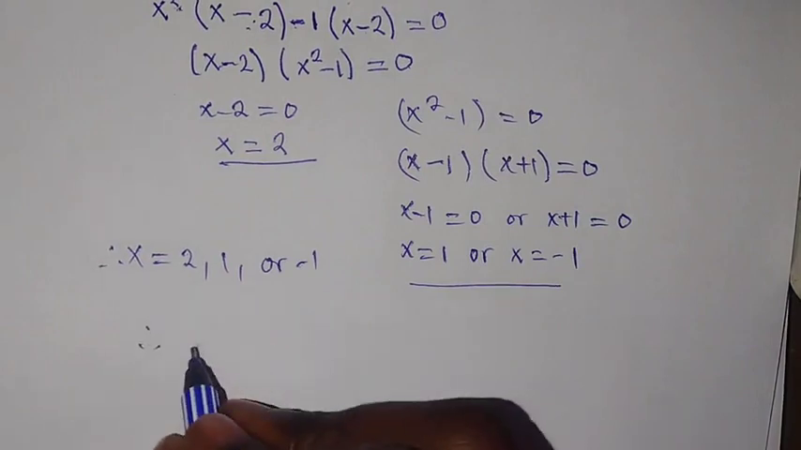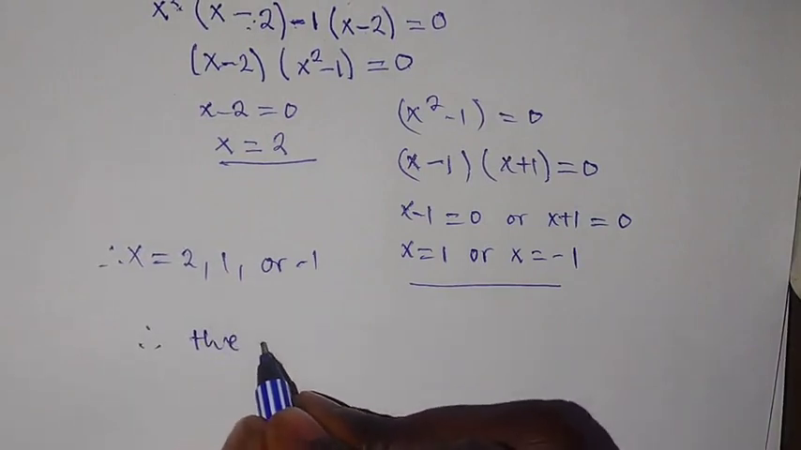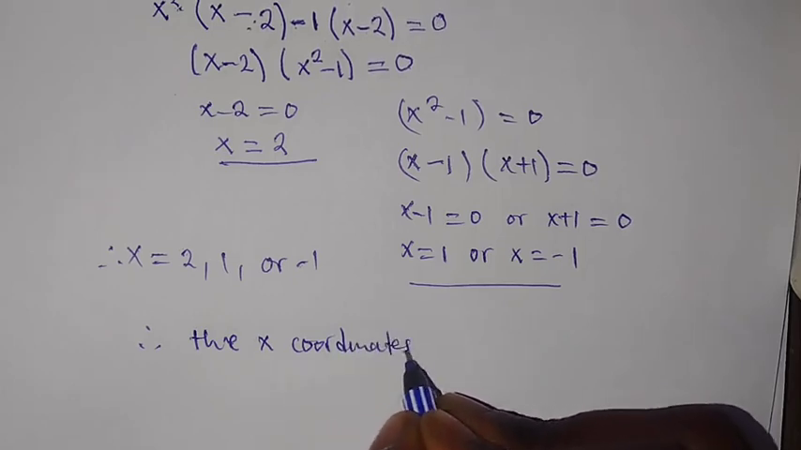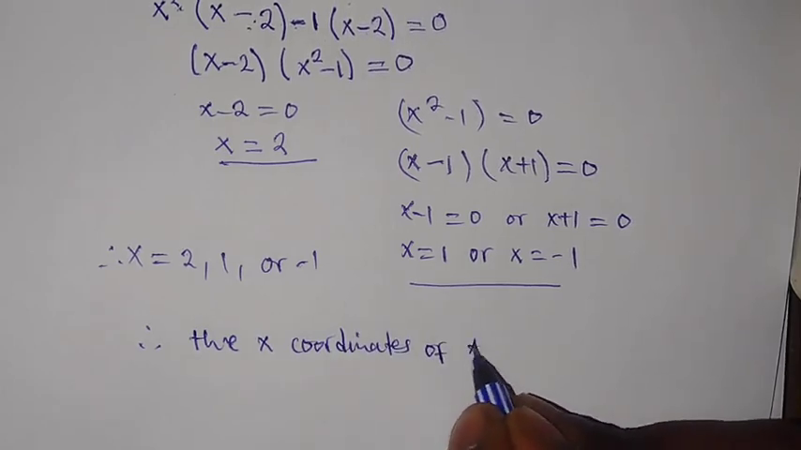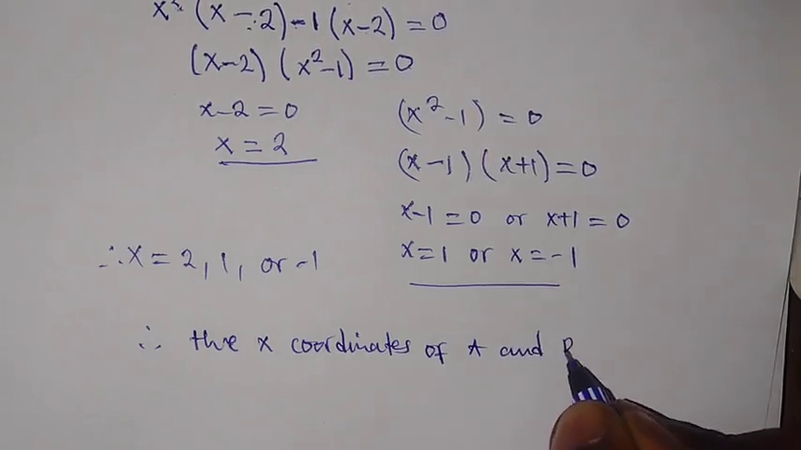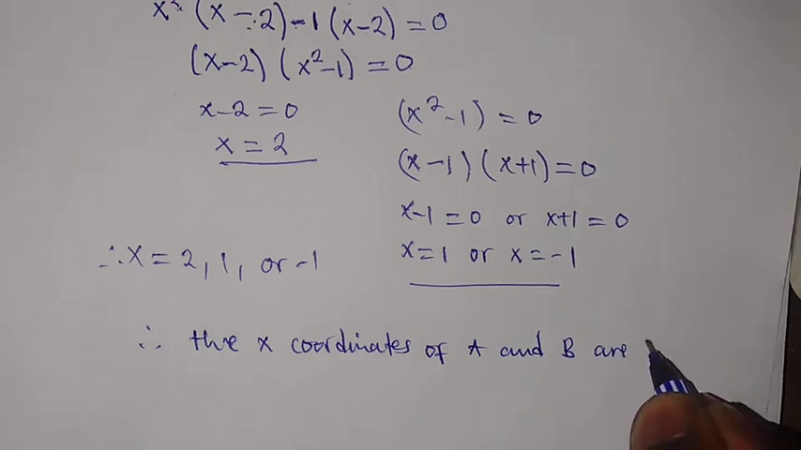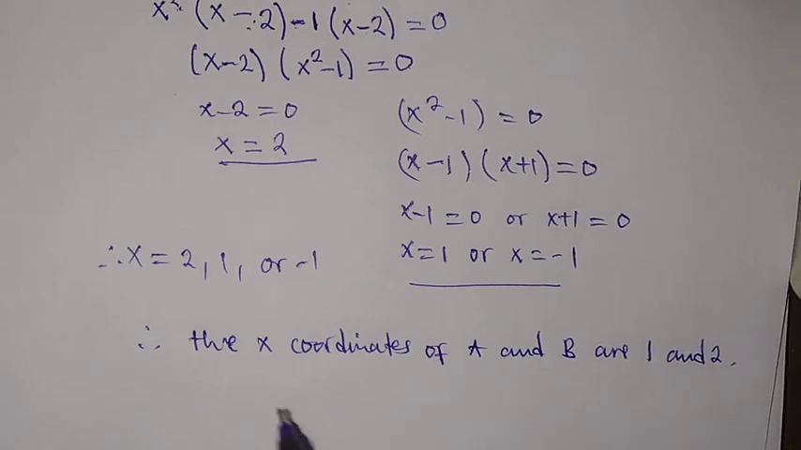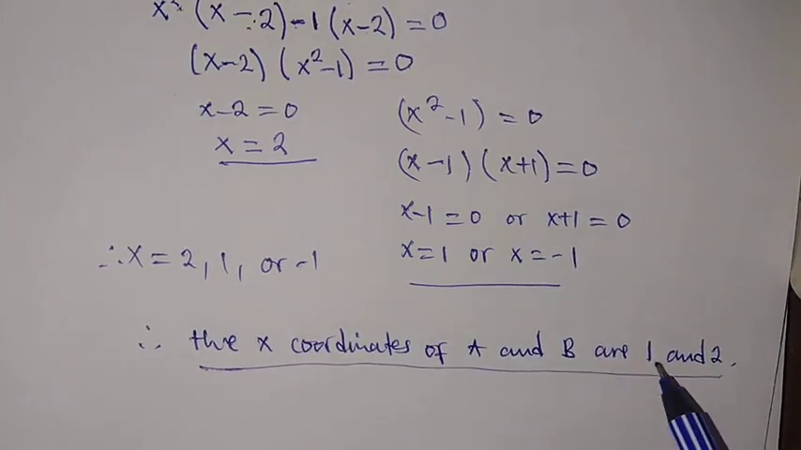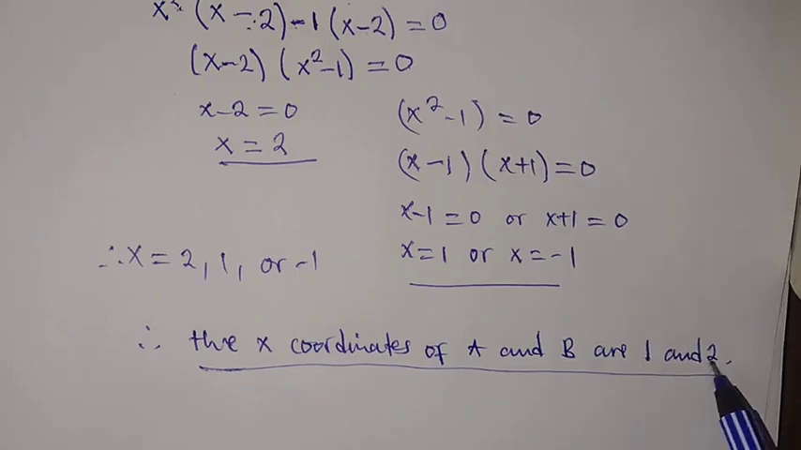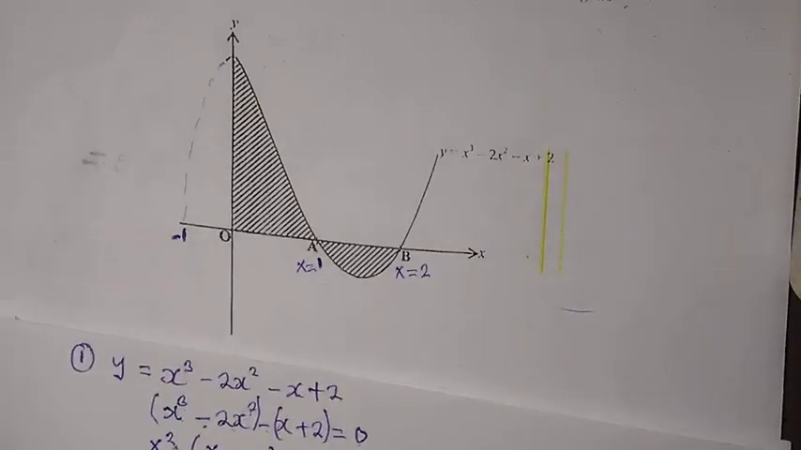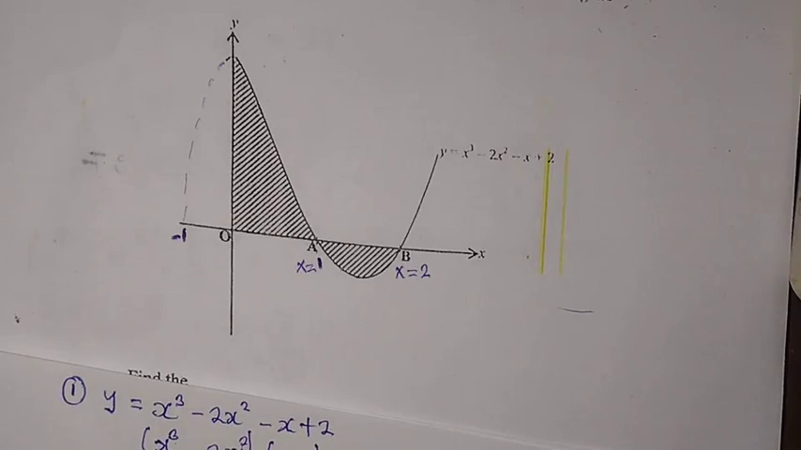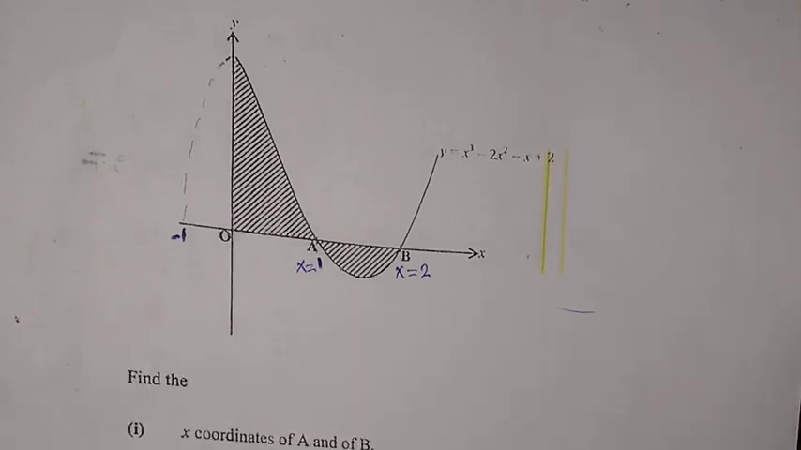So I can just say therefore the x coordinates of A and B are 1 and 2. So this is our answer. This one is for A, this one is for B. As you have noticed here on the diagram, here it's 1, here it's 2. So we have answered our question 1.